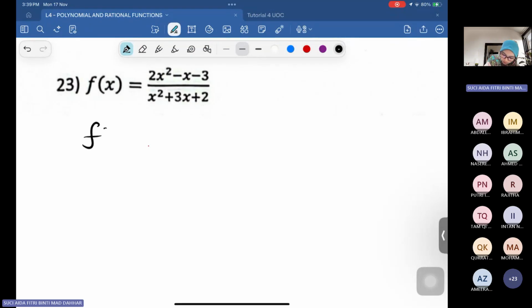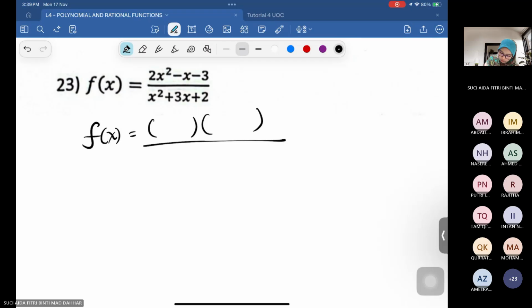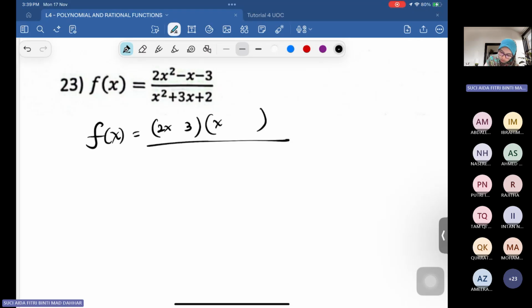Can this be simplified? Let me factorize this first. 2x and x, 3 and 1. So 2x minus 3 plus 1, right? And then the one in the bottom, this should be x times x, 2 times 1, plus plus. Oh, no wonder. Okay.